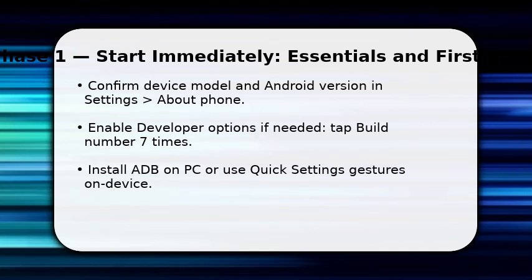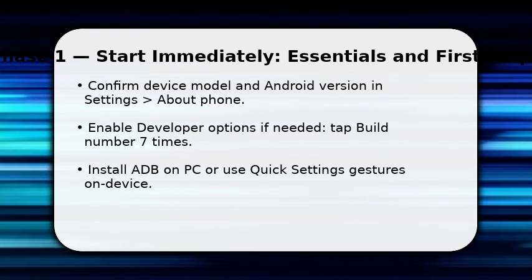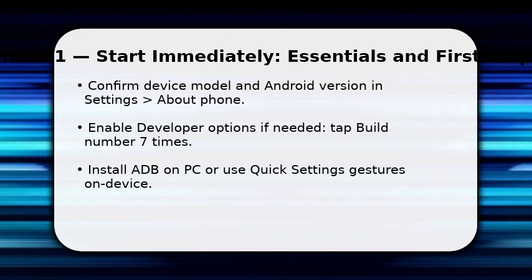Next, unlock the phone and open Settings, then System. Make sure USB debugging is enabled under developer options when using ADB and grant permissions when prompted. These steps put you immediately into the state needed to remove or hide the status bar.